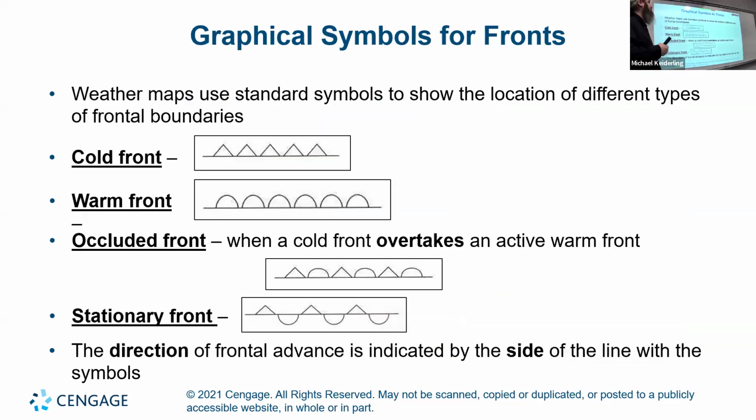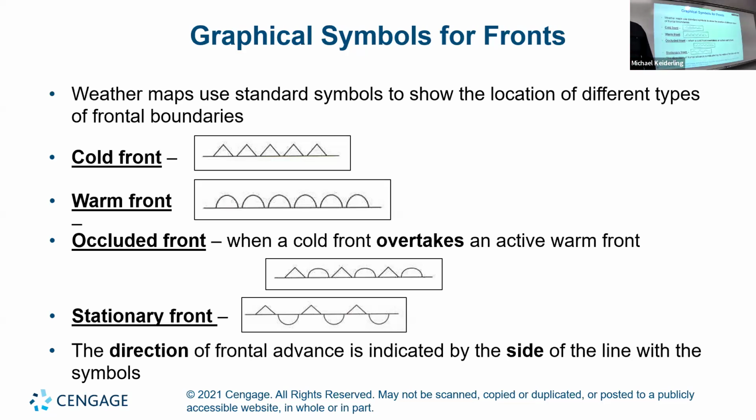Now, weather maps use standard symbols to show different types of fronts. Cold fronts are generally blue triangles. Warm fronts are red half moons. An occluded front is when a cold front overtakes an active warm front. It's mixed moons and triangles. A stationary front is when a cold front and a warm front run into each other and sit still. That's triangles on the cold side in the direction the cold was moving, moons in the direction the warm was moving. These two are not very common at all.